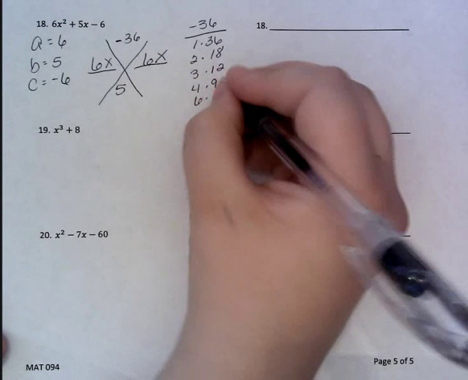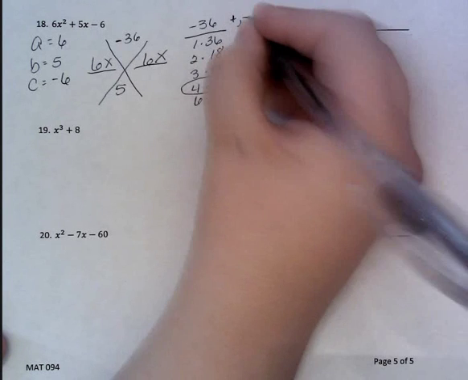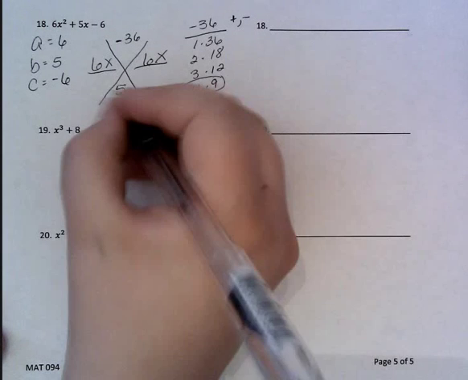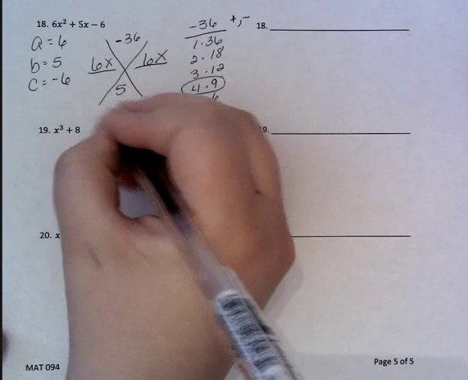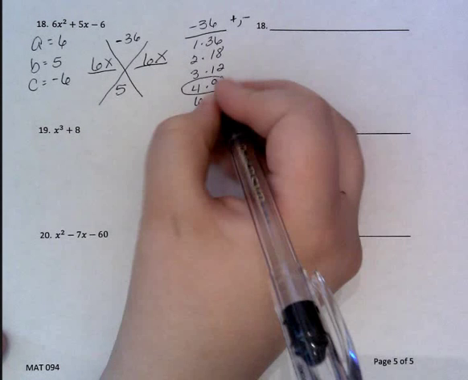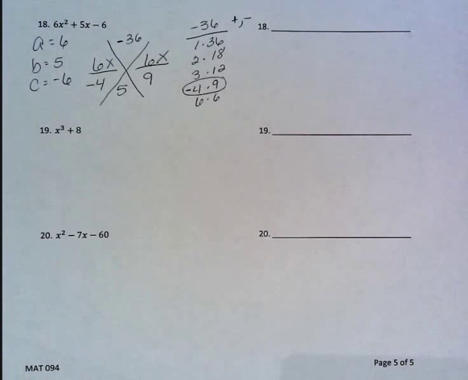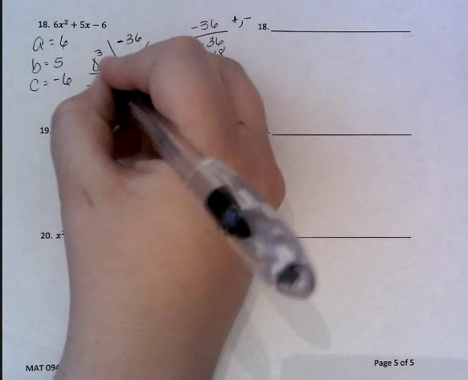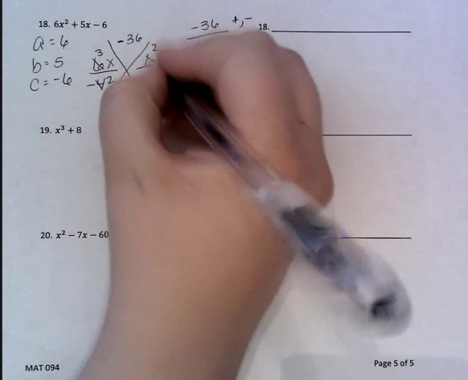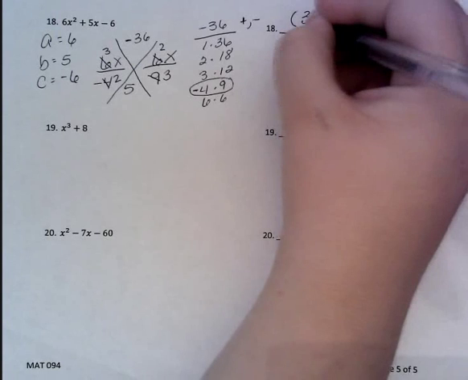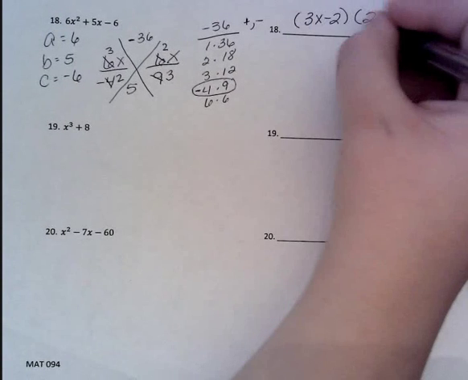So 4 and 9, and I know that one number has to be positive and one number has to be negative in order to get a negative 36 for a product. Our bigger number is going to take whatever sign our B is, so since B is a positive 5, 9 will be positive, which makes my 4 negative. Now I have to simplify my fractions. So the 6 and the negative 4 will simplify to be a 3 and a 2. The 6 and 9 will break down to be a 2 and a 3. So my final answer here is going to be 3x minus 2 and then 2x plus 3.